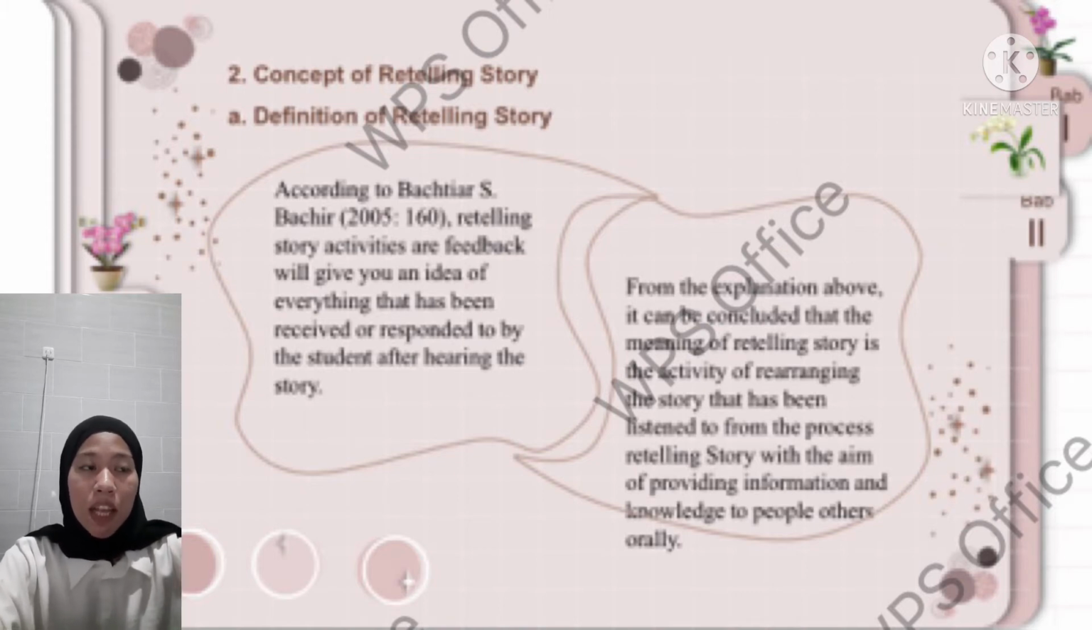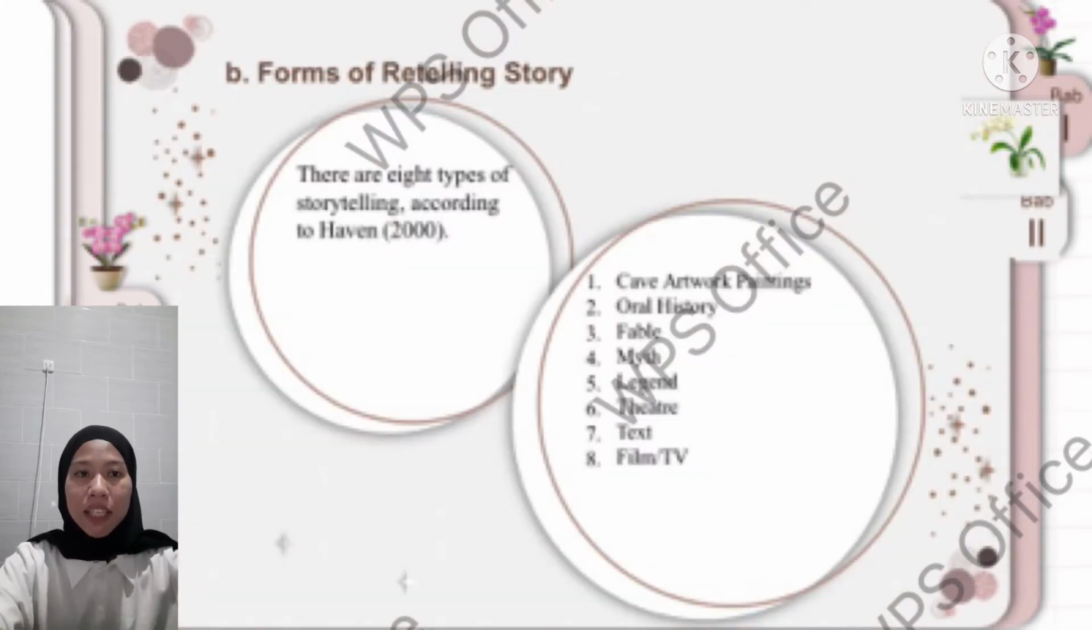From the explanation above, it can be concluded that the meaning of retelling story is the activity of rearranging the story that has been listened to, with the aim of providing information and knowledge to other people orally. B. Forms of retelling story. There are 8 types of storytelling according to Heaven, 2000.